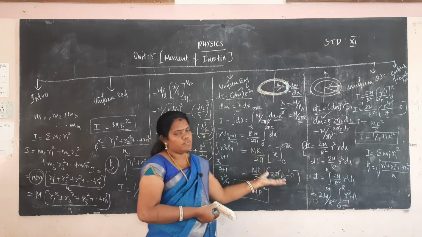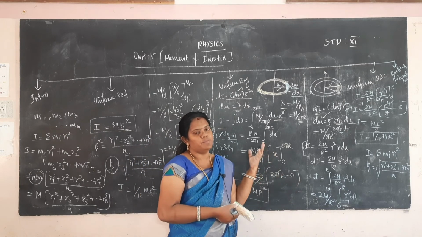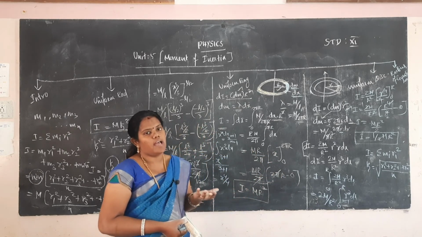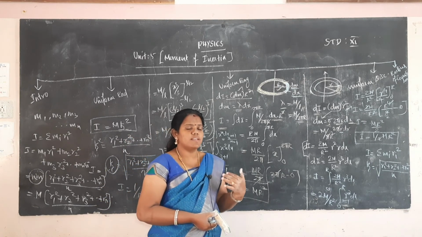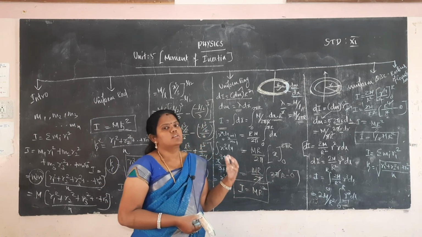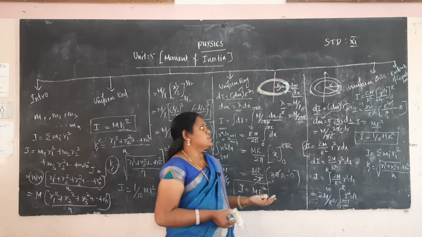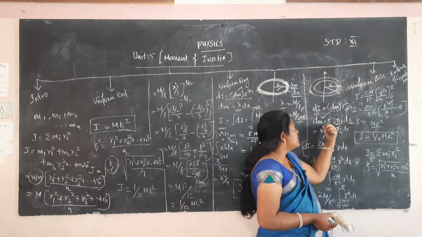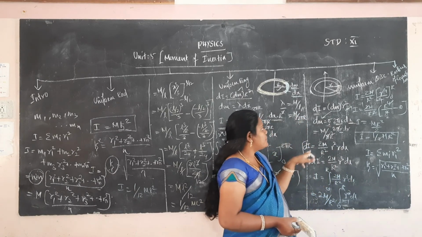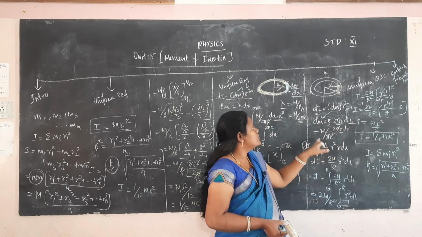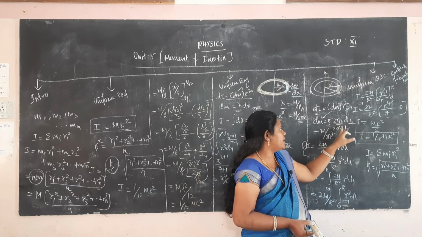In the same way we easily calculate the moment of inertia of the uniform disc. But the uniform disc has area, so we use surface mass density instead of linear mass density. The surface mass density is sigma, which is mass per unit area. So dm is equal to sigma into 2 pi r into dr.